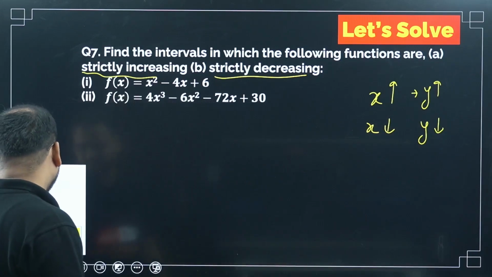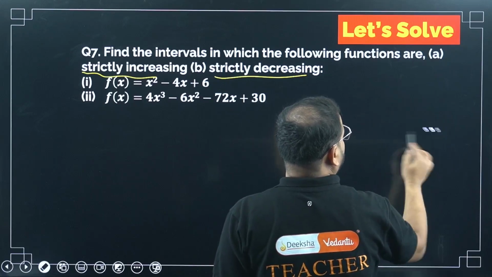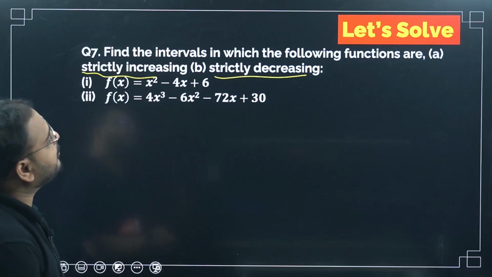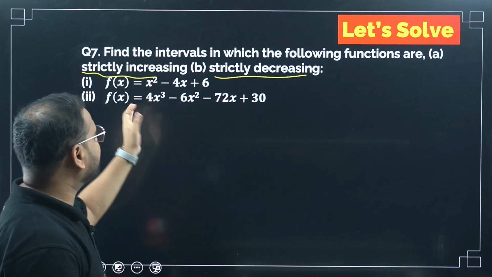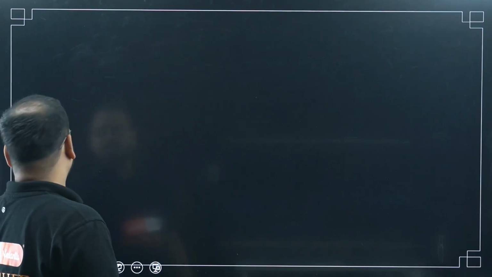Okay, let me just complete this part for you. So find the intervals in which the following functions are A strictly increasing and B strictly decreasing. It means I have to check in the same function whether both conditions exist or not. Okay, let's solve the first part.